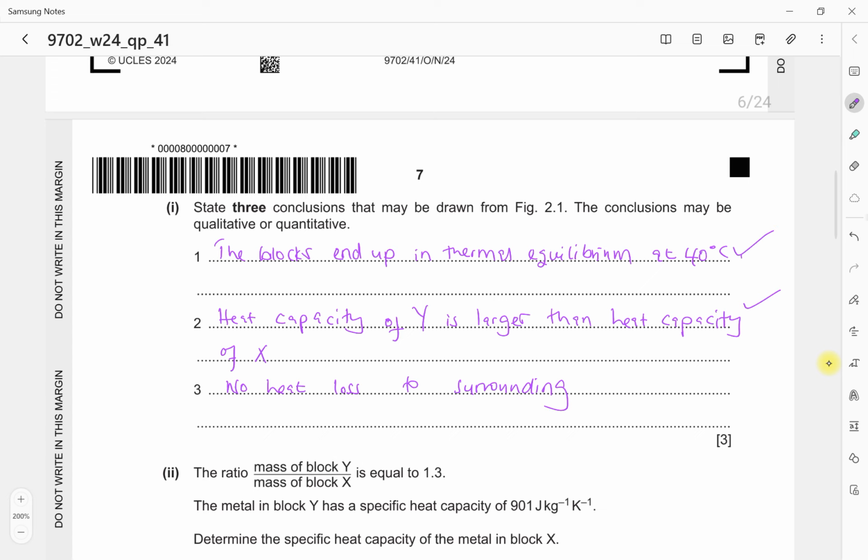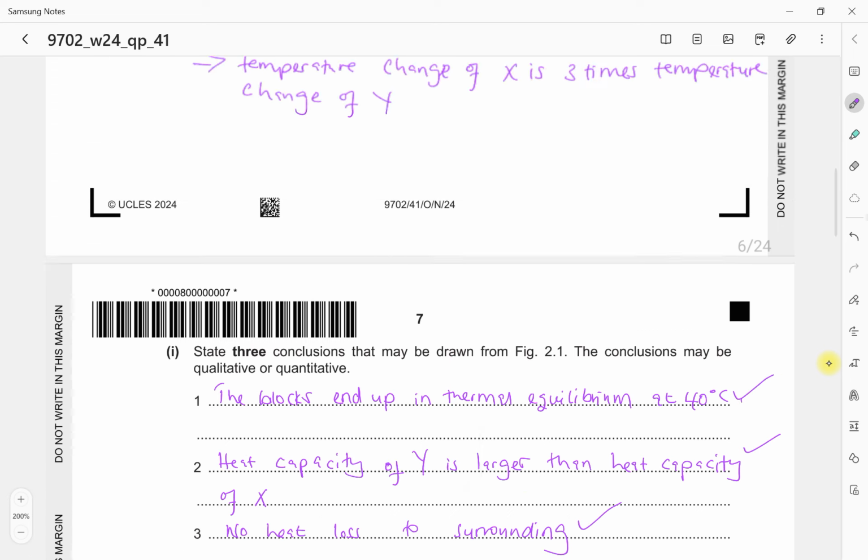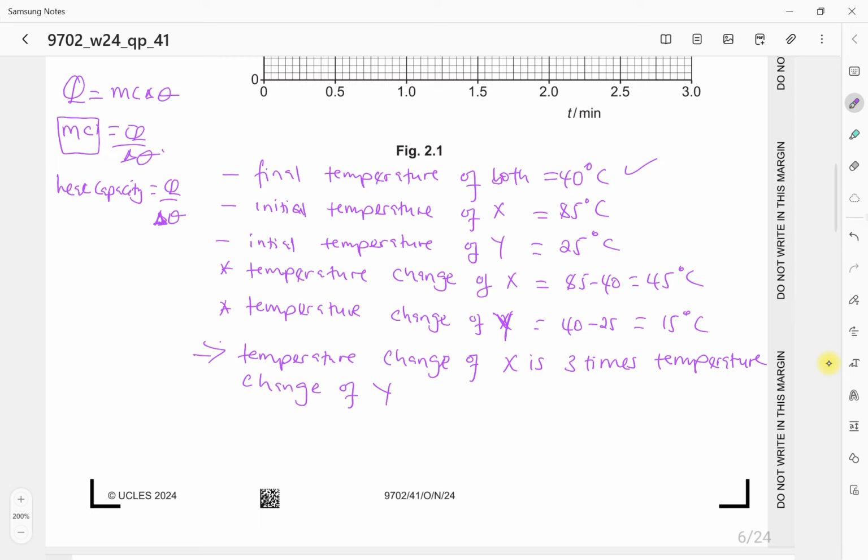So this is 1, 2, 3. You can come back and add any of these 4, 5, 6, 7, 8, and so on and so forth.